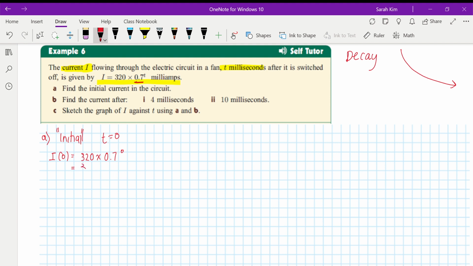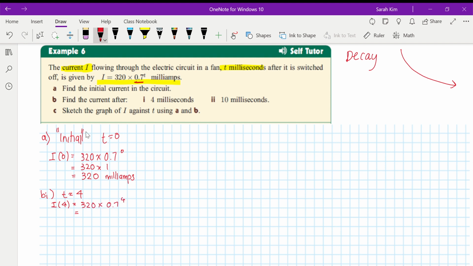Alright, so if I do this calculation on a calculator or manually, I know that hopefully 0.7 to the power of 0 is 1, because anything to the power of 0 is 1. So it just becomes 320 milliamps. That's my answer. And let's do B I. So find the current after 4 milliseconds. So my t becomes 4. So I just substitute that one in.